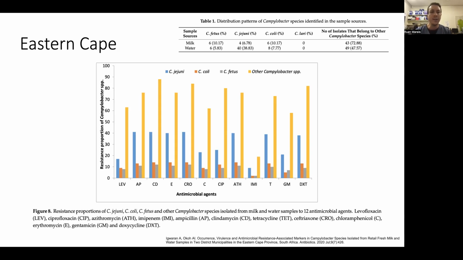So this is data from a study done in the Eastern Cape, which looked at environmental isolates from milk and from water. Again, Campylobacter jejuni most isolated, but what was really interesting was the level of resistance in these environmental isolates, with a proportion of azithromycin and erythromycin being up to 40% resistant, only really imipenem being largely susceptible across the board, both for Campylobacter, other Campylobacter species and Campylobacter jejuni.